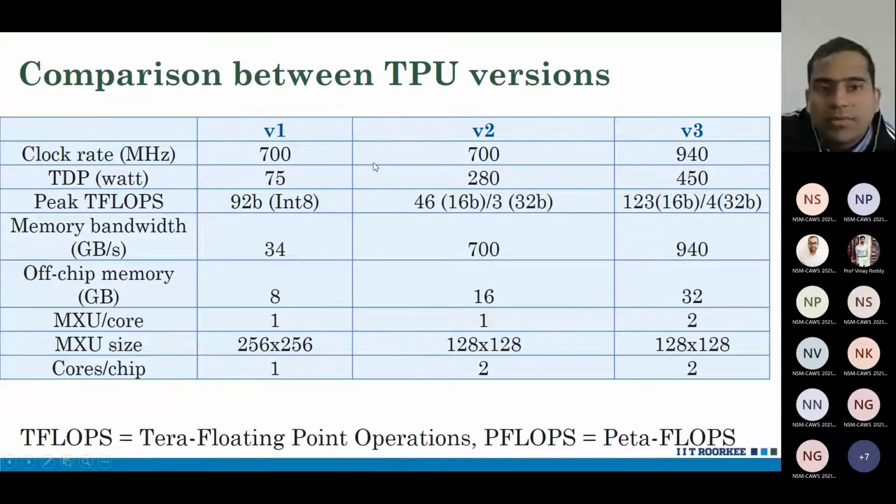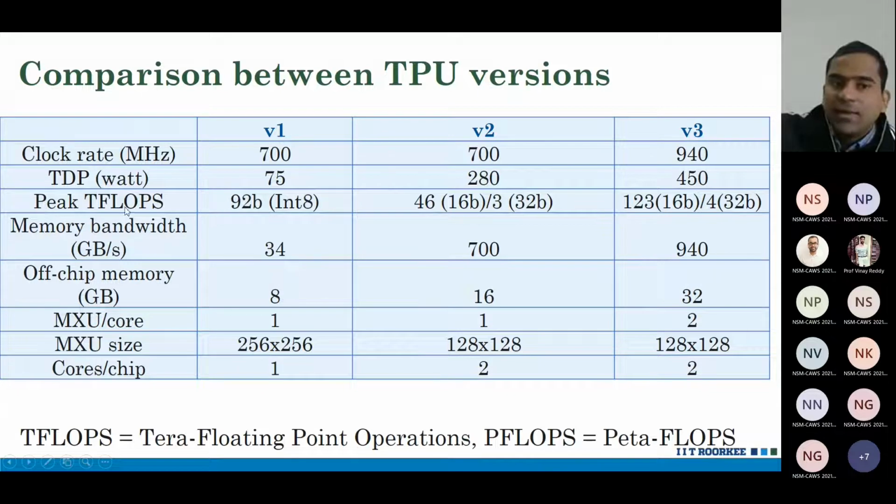So clock rate was 700 megahertz here. Here it is 940. TDP is here just 75 watts. Here it is 280 watts. Here it is 450 watts. So here the power consumption is just too much. So that's why it is liquid cooled. Okay, TPU version 3 is liquid cooled.